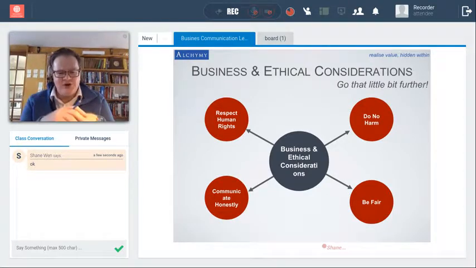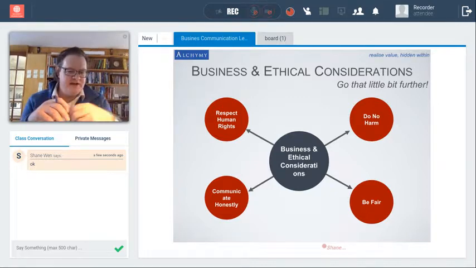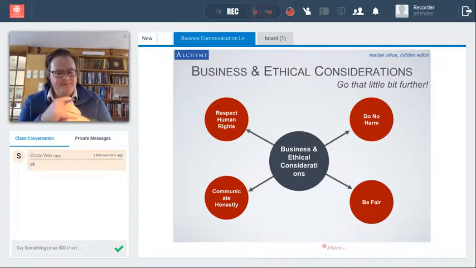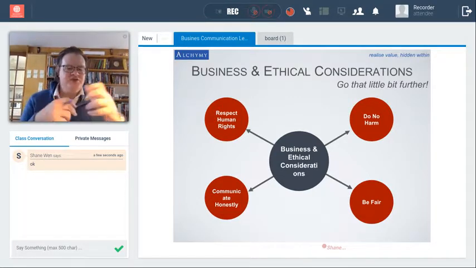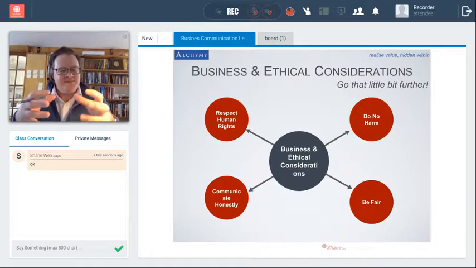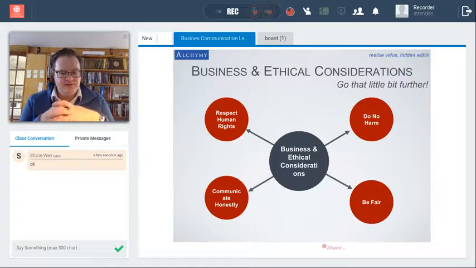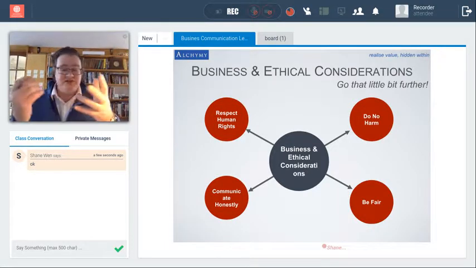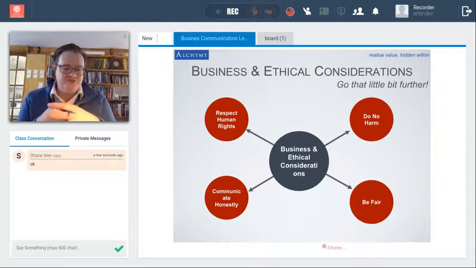So there's a sort of a framework there around respecting human rights, doing no harm, being fair to everybody, and communicating honestly. Now, as a business, we have to decide what's appropriate for us and how we deal with that. Where do we find the balance? How do we cope? And in many cases, you could take a rule of thumb: do unto others as you would have done unto yourself.